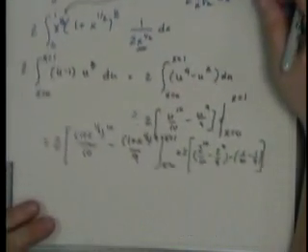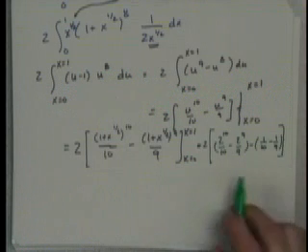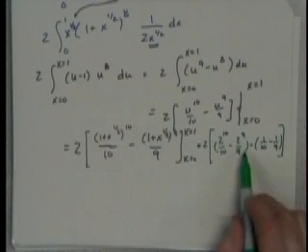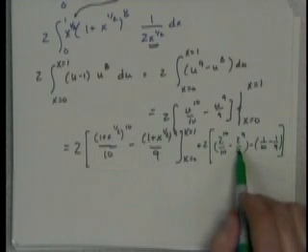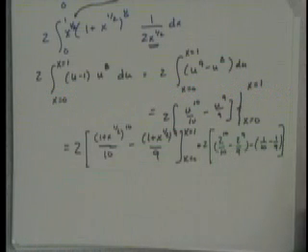2 to the 10th is 1024. I don't know that I could actually figure that out in my head. But it's going to come out to, so this is 102, and this is 512 divided by 9, so that's about 50 something. So it's about 50. So it's about 100 altogether.